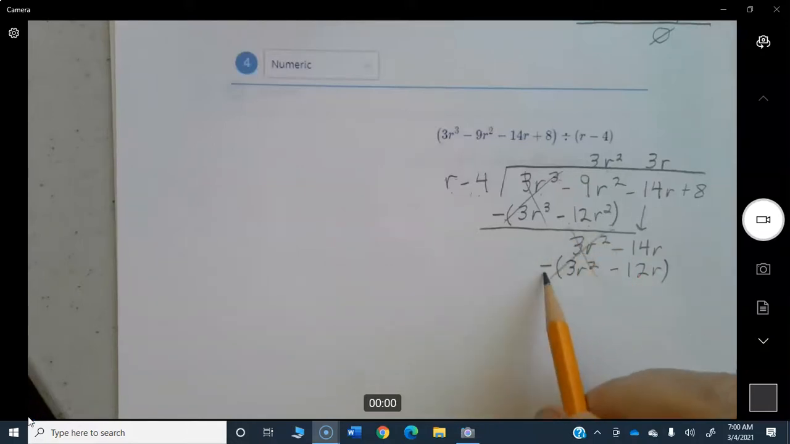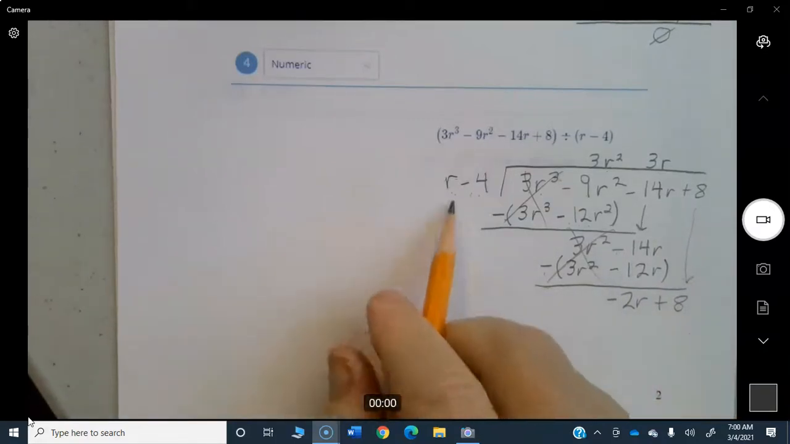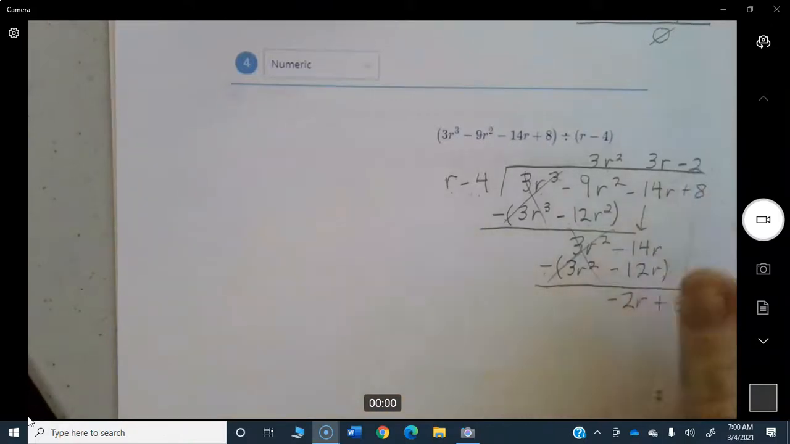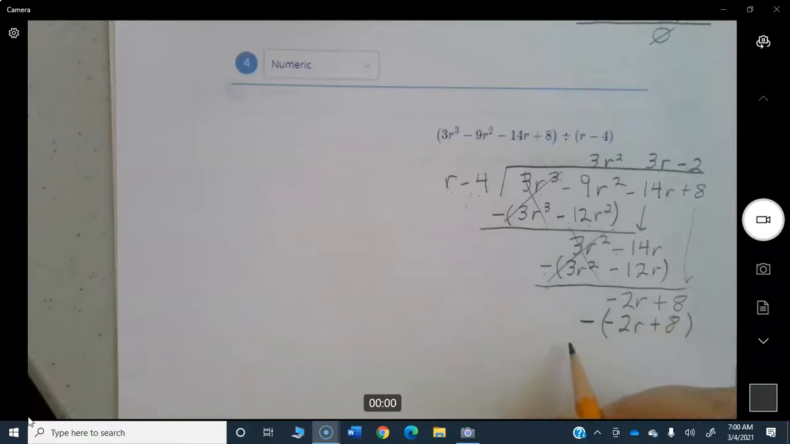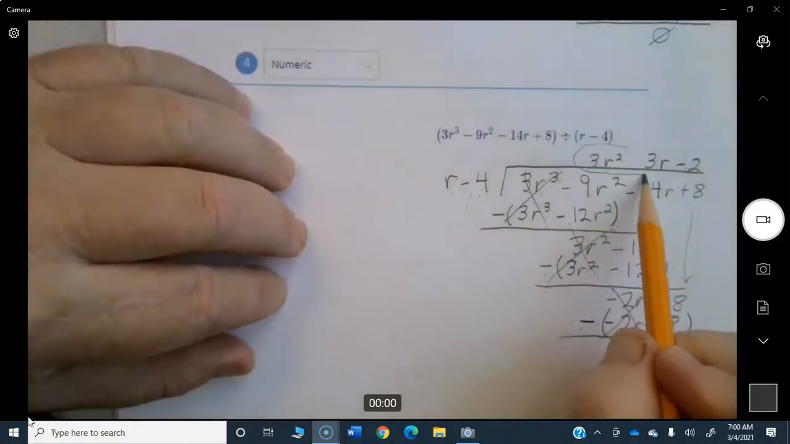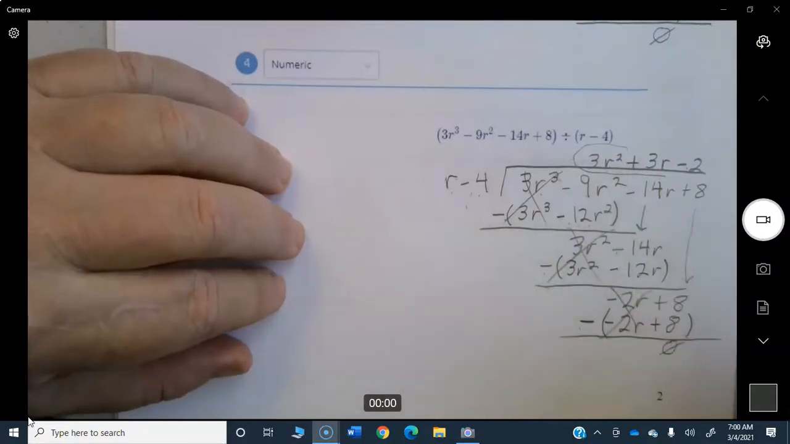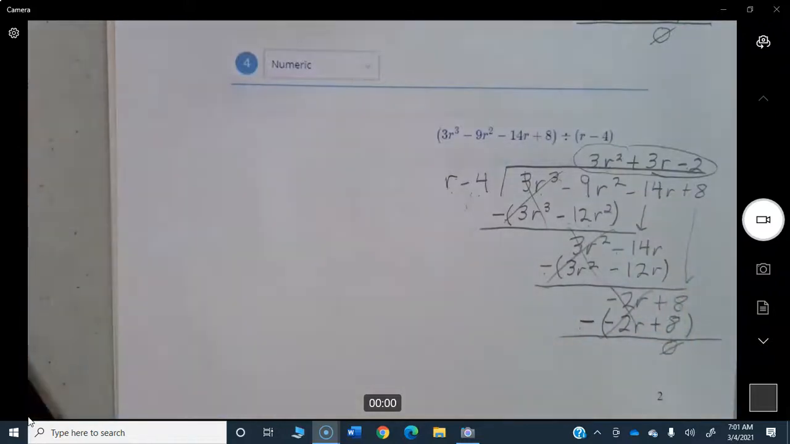Okay, these two go away. Negative negative makes this a plus 12. So negative 14 plus 12 is going to get you to negative 2r. Okay, now you do your pull down here. r times what gives you negative 2r? That would be negative 2. Negative 2 times r is negative 2r. Subtraction sign in parentheses. Negative 2 times negative 4 is positive 8. Close the parenthesis. These two always disappear. So now it's 8 minus 8, which is 0. So again, no remainder. So your final answer is 3r squared, should have put a plus sign there, plus 3r minus 2. That's your final answer.